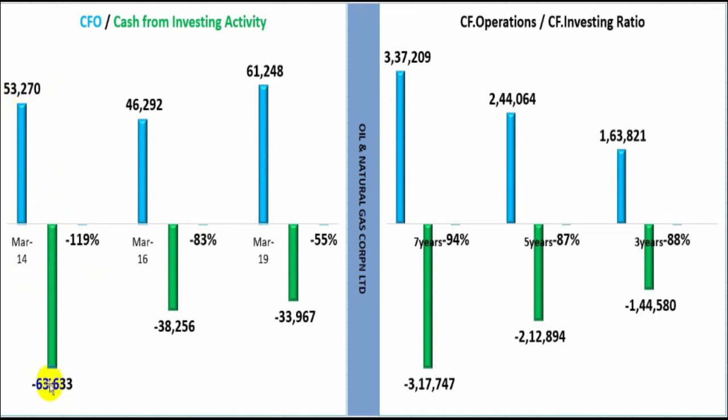So we don't want to look at this kind of figure persistently over the years. Rather, almost 50% of whatever cash the company is earning can be used in the investing activity. If the company is in a growth stage, then it can go a little higher as well, like 83% in March 16.